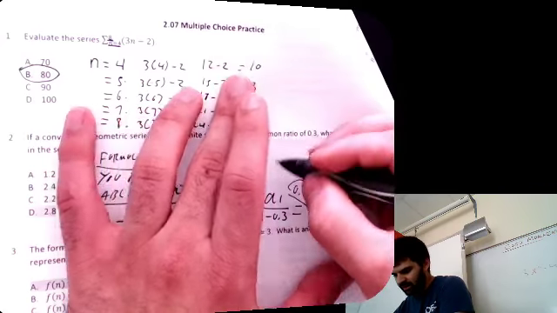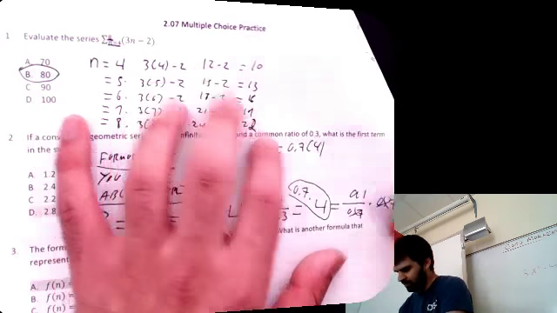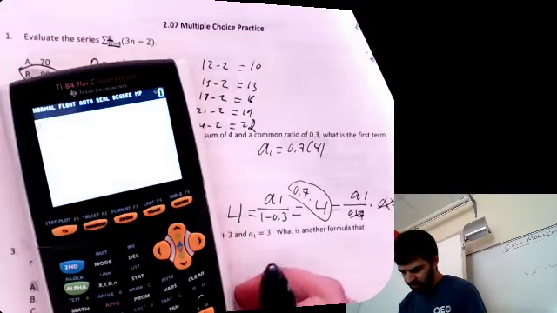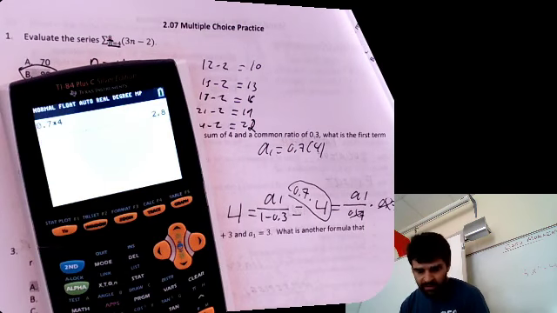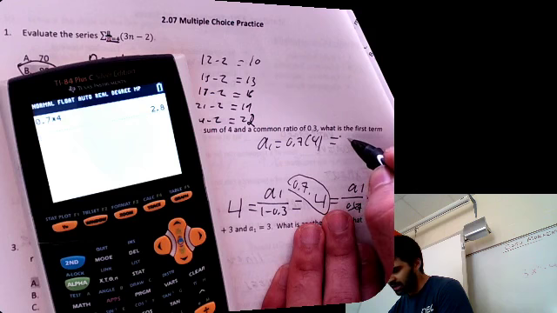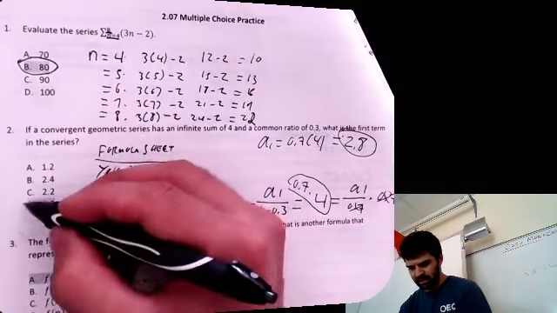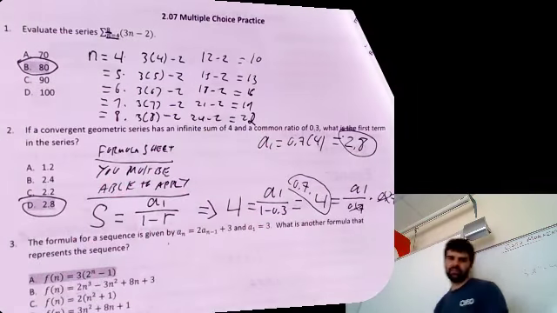And I have A1 equals 0.7 times 4. And 0.7 times 4 is 2.8. So A1 is equal to 2.8. So that's the first term of the sequence. And so that's going to be answer choice D, 2.8.